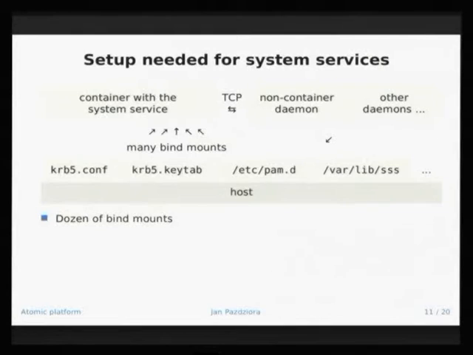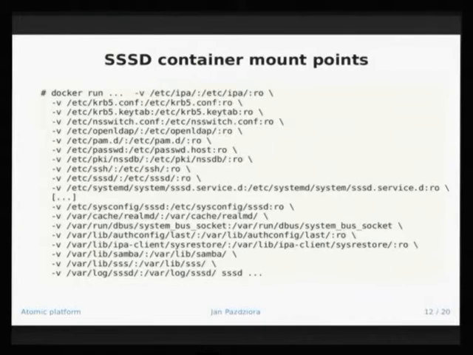Typical system service might have dozens of files that it cares about. You want those files to be stored not in the container, and you need those files to be readable by other services. If that IPA client install changed PAM configuration in /etc/pam.d, SSH should be able to find it there. So if you were to run a container with a system service that includes SSSD, you would have quite a lot of bind mounts to specify. No one can do that right every time.